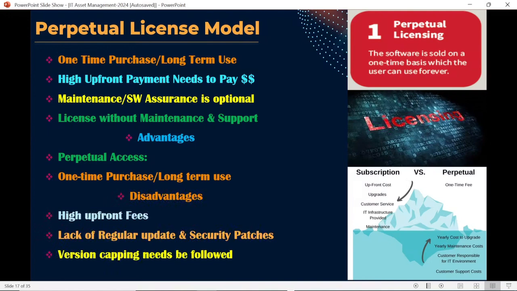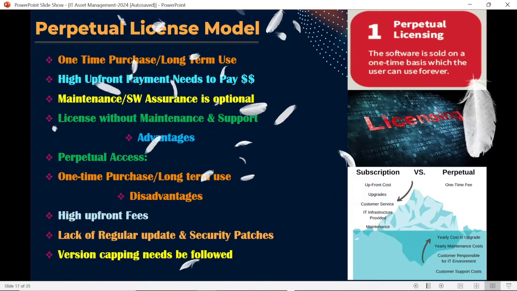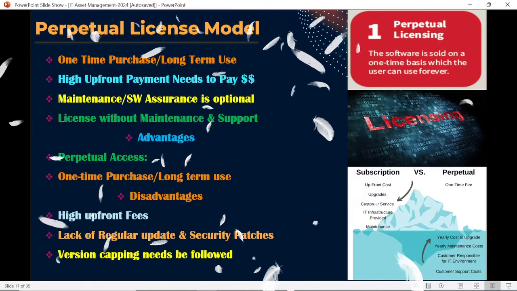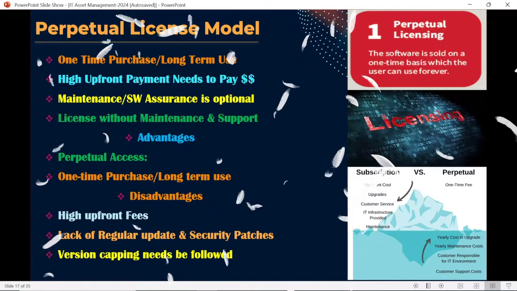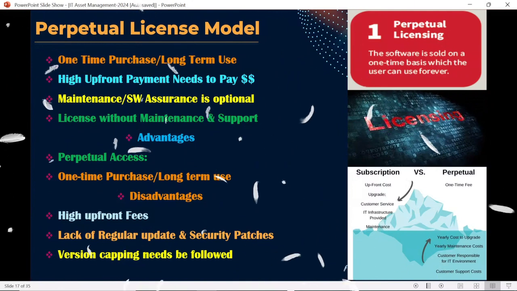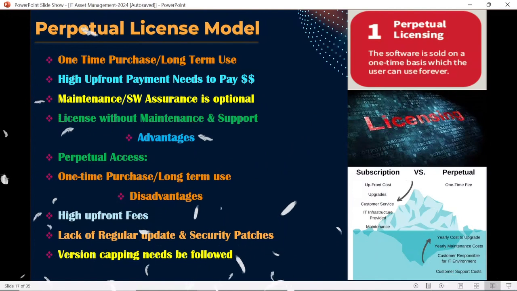So we cannot do a version violation, so we have to follow the audit guidelines while using the perpetual license. And most of the time, as per my experience, many customers fail to follow this rule. They used to do the version violation because they don't know about the rule which has been set by the publisher for the perpetual license. So never ever break the capping of your software version when it comes to the perpetual license product, so that you will be safe in an audit. So these are the important pointers, guys, about the perpetual license model.